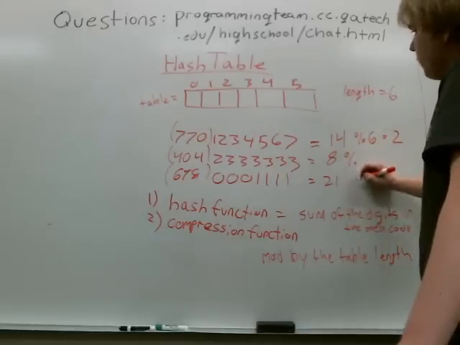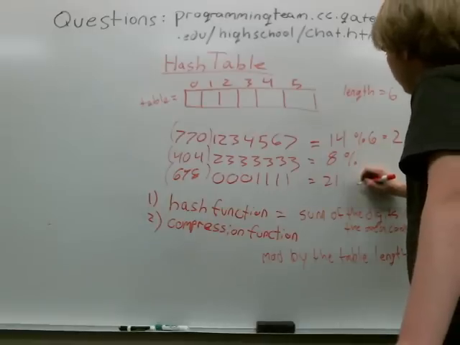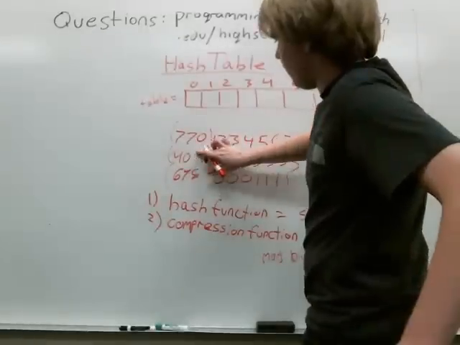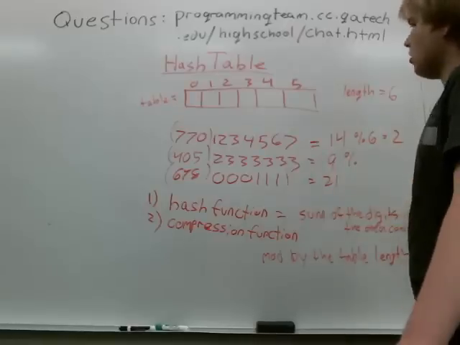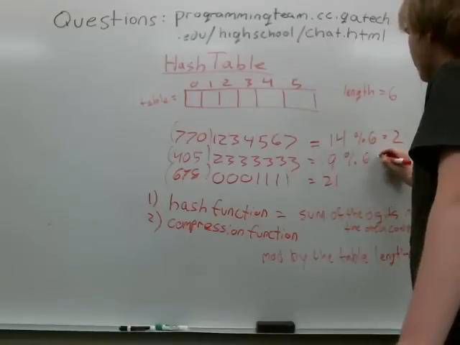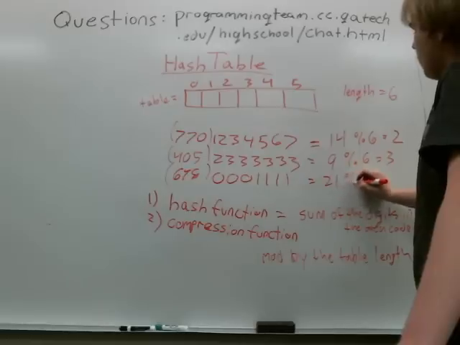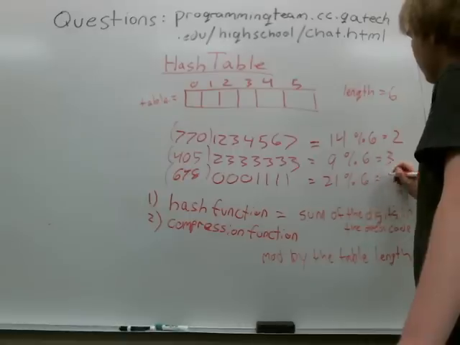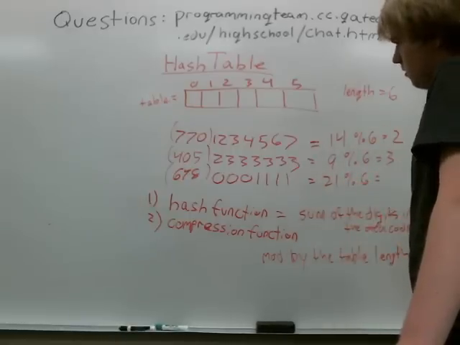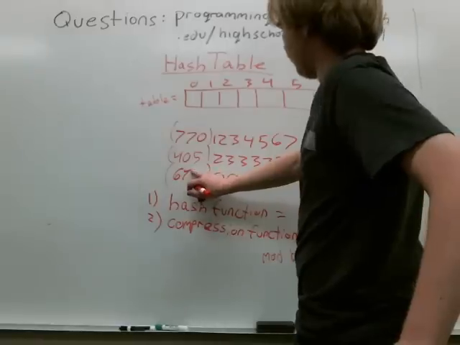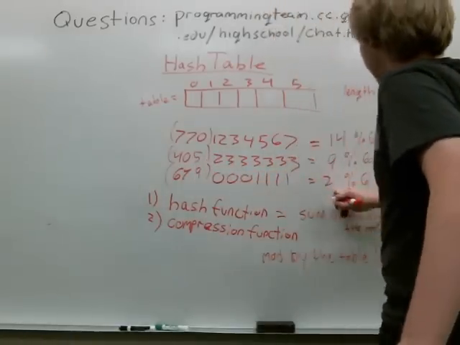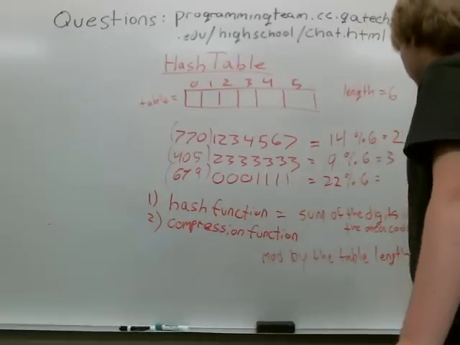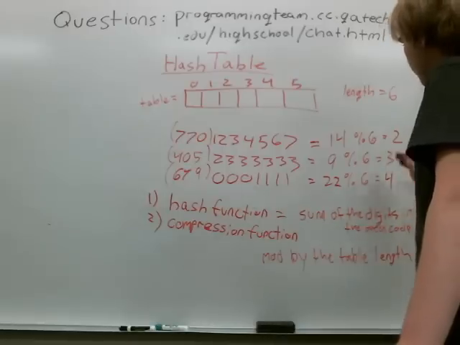So now, this is a bad example. We're going to change this area code to 405. So now 9 mod 6 is equal to 3. And 21 mod 6, let's make this 9. Better. And now we have our indices.